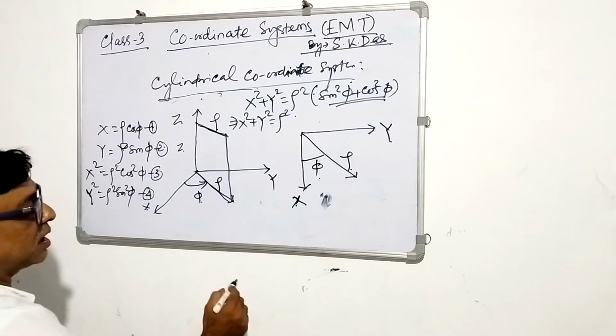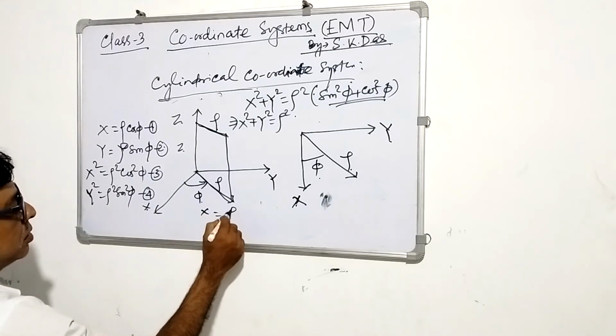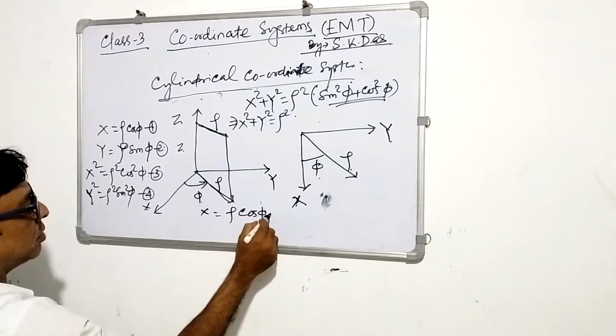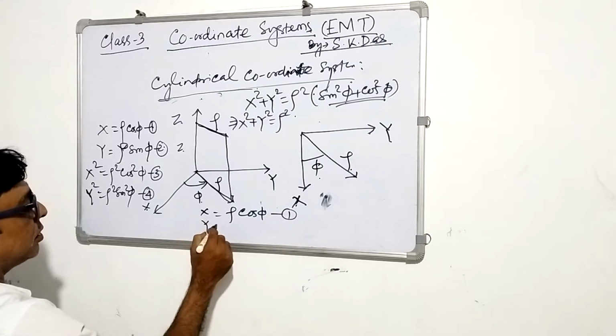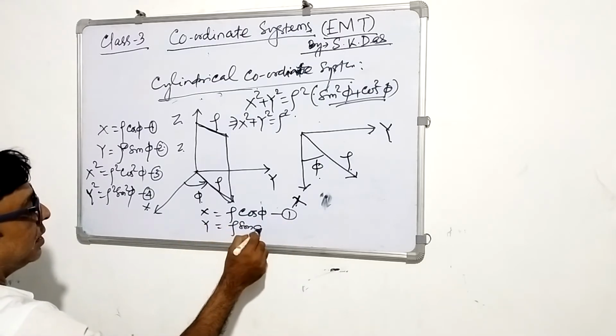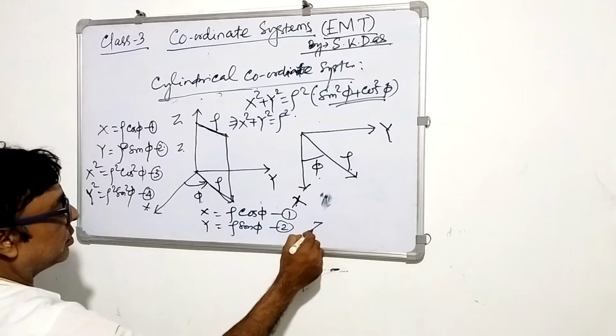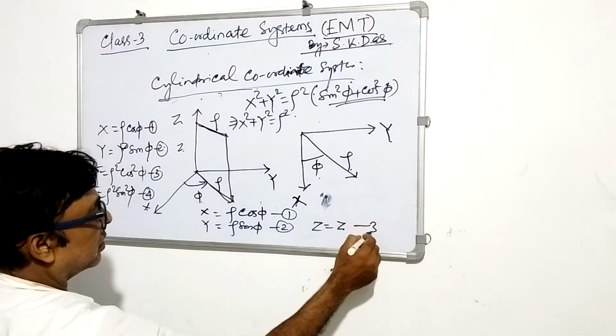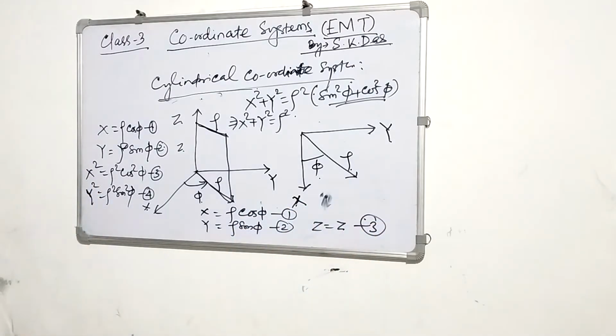So what are the transformations? x is equal to rho cos phi, y is equal to rho sin phi, and z is equal to z. These are the transformations.